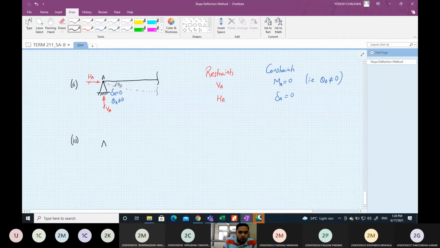Third is the roller support. Again it has a hinge over here. This is the hinge which allows the member to rotate.